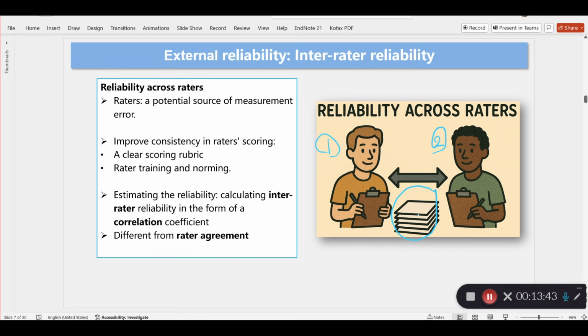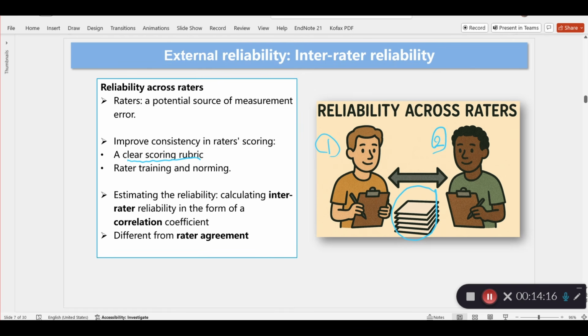And in this case, that source of measurement error could be detrimental to the reliability of the test, and even to the validity of the interpretations and uses of test scores, or if you will, just validity of the test itself. How do we improve this consistency, the consistency across rater 1 and rater 2, and improve inter-rater reliability? First of all, we need to have a clear scoring rubric. It must not be ambiguous. Preferably, this scoring rubric should be accompanied by some exemplars.